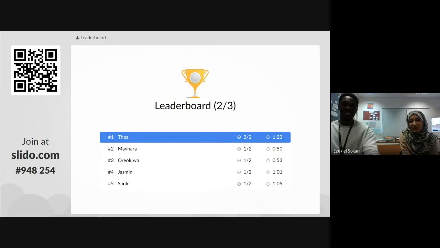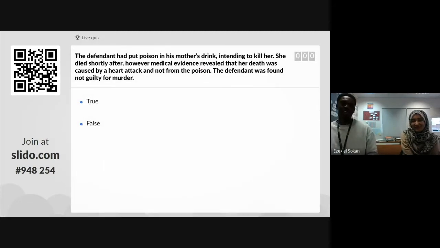Okay, so let's go to the third and final scenario. So now it's your opportunity to try and get back some points that perhaps you lost in the first two. Okay, last one. So the defendant had put poison in his mother's drink, intending to kill her. She died shortly after. However, medical evidence revealed that her death was caused by a heart attack and not from the poison. The defendant was found not guilty for murder. If you can submit your answers. So do you think the facts of this case are true or false?